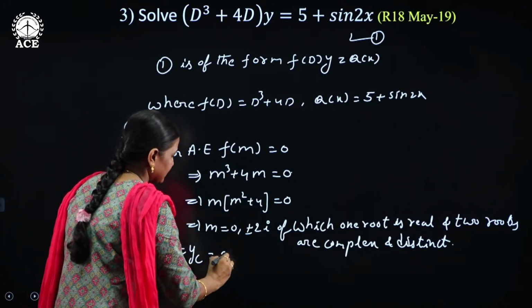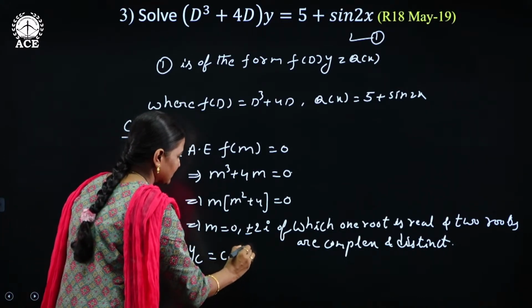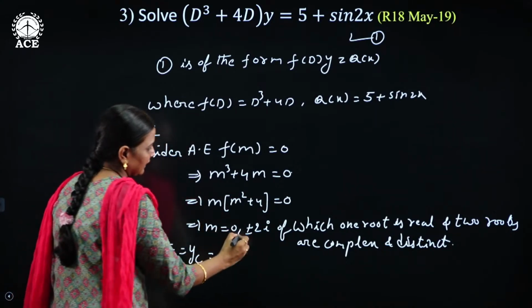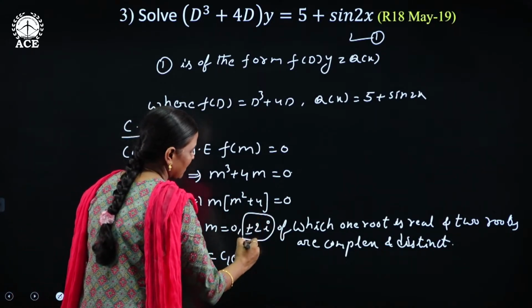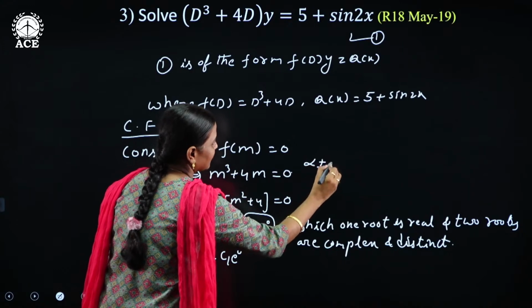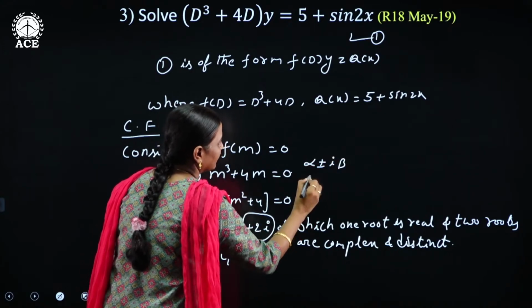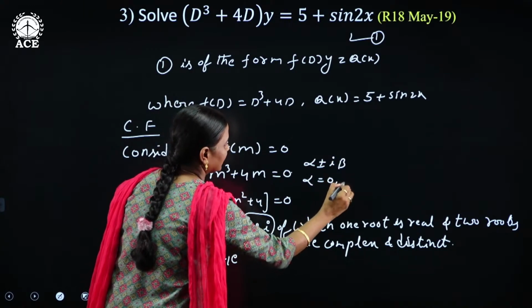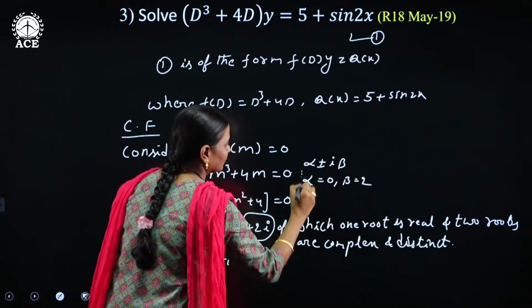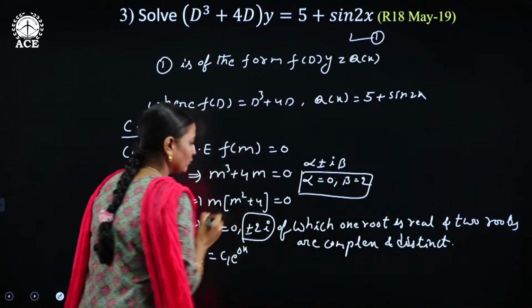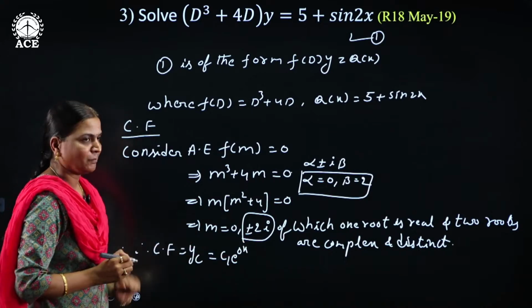So that is c1 into e power 0x. And observe clearly, in complex roots, which are of the form alpha plus or minus i beta. Now here, what is the alpha value? 0. Beta value is 2. And so how to write the corresponding part of the complex roots?